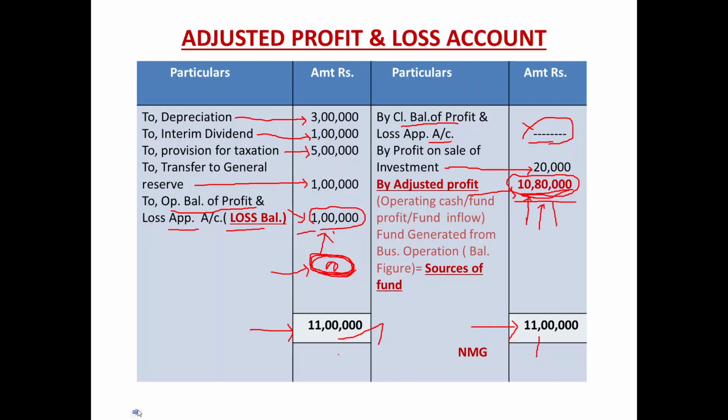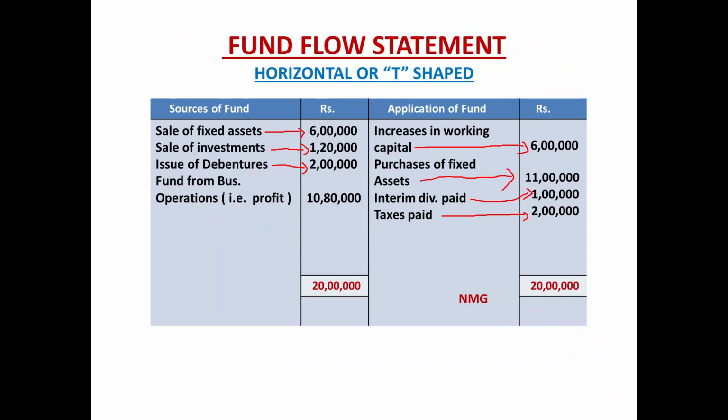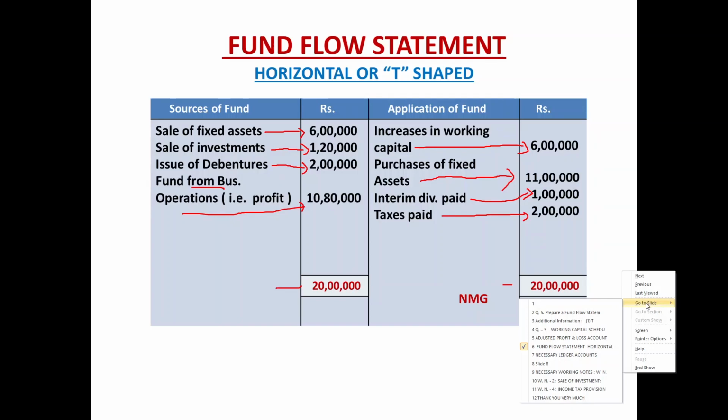Let us report it in the fund flow statement on the sources side. Have a look on the last item on the sources side. Fund from business operation, that is operating profit received from business operation 10 lakh 80,000. All the items got over, make the total 20 lakhs. 20 lakhs total of fund flow statement also get confirmed, same 20 lakhs, 20 lakhs. So fund flow statement having a total of rupees 20 lakhs.